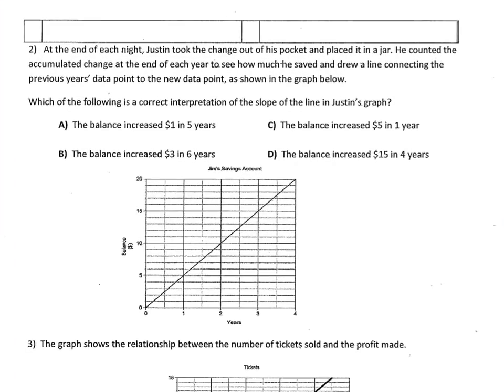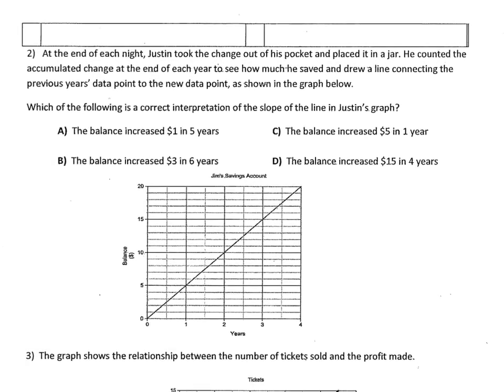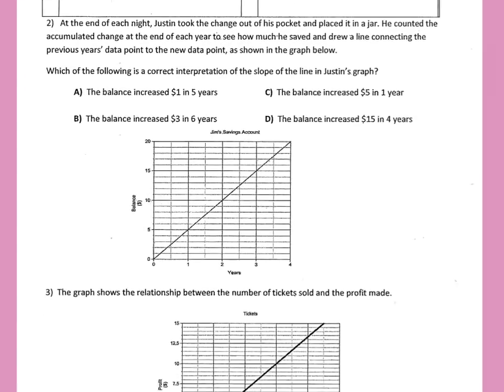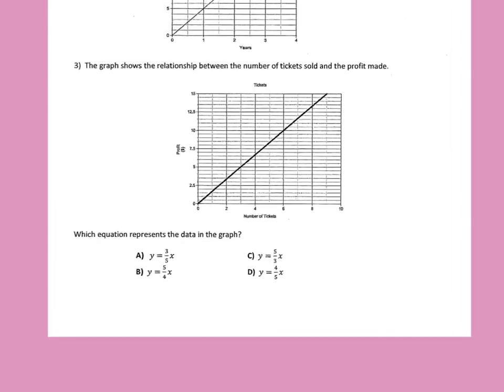Why do you think people would pick A? You guys are dumb. No, not because they're dumb. It's because sometimes a lot of people will put x over y, but remember it's y over x. So that's your balance, 5 on top of x, your 1. Okay, number 3, same thing.